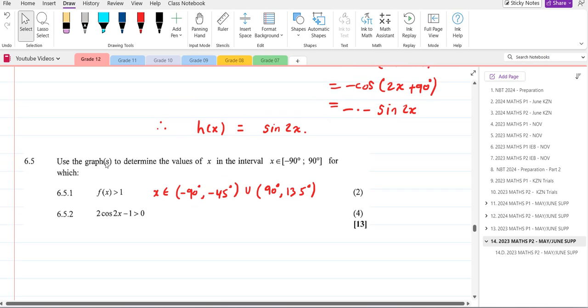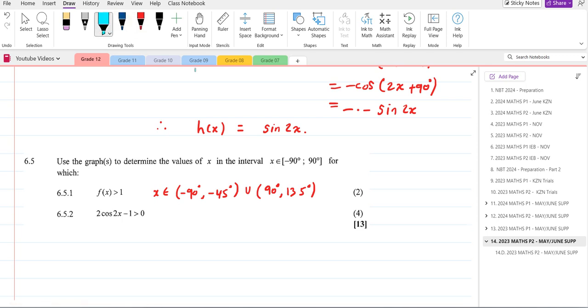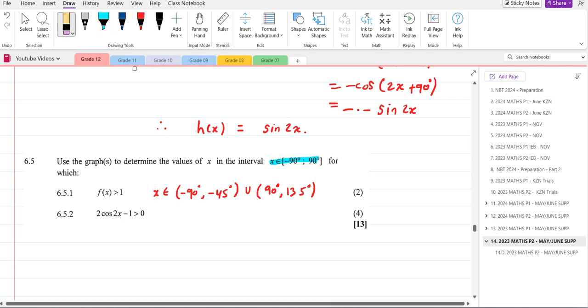Use graphs to determine the values of x in the interval. Because we only want this interval, watch the intervals. From minus 90 to 90, that's where we want it. So this answer won't be there, right? So we're not going to put this answer down. Just be careful. Please read the questions carefully.